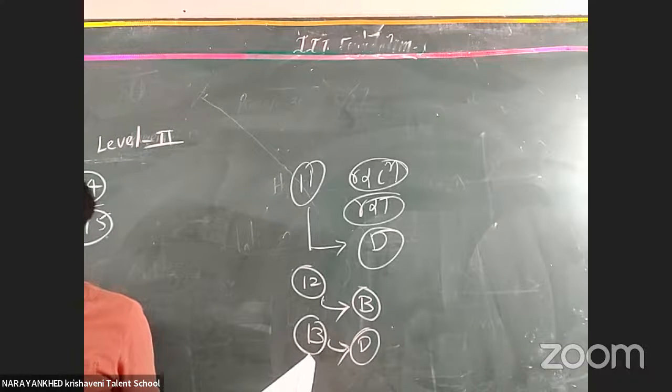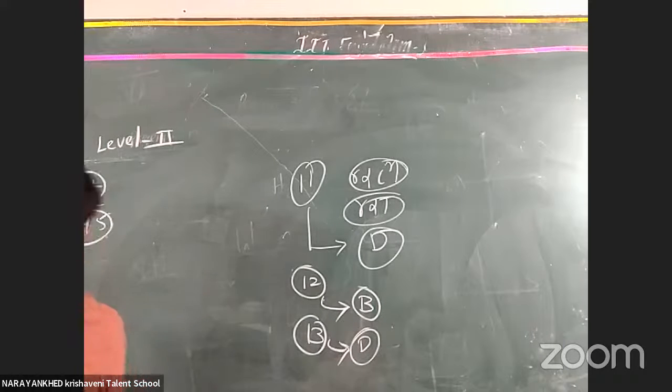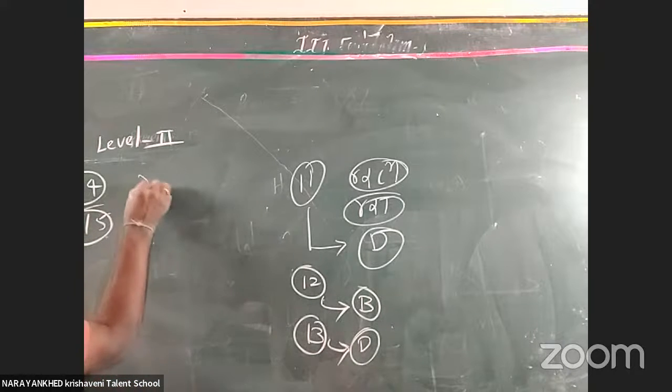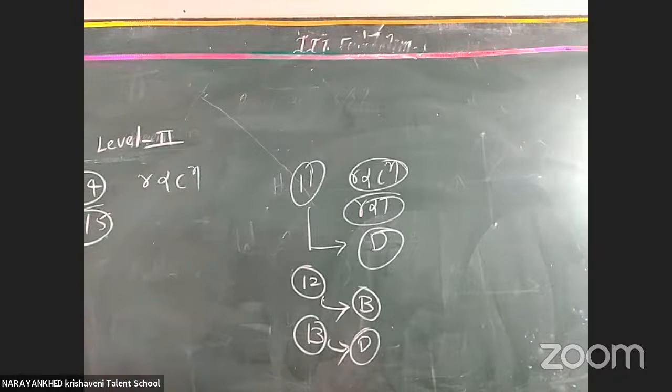Decrease of concentration decreases the rate of reaction only. Clear or not, all the students? Why? Because R is directly proportional to C to the power of n. Now if the concentration decreases, the rate of reaction also decreases. Increase means increase. It is directly proportional.